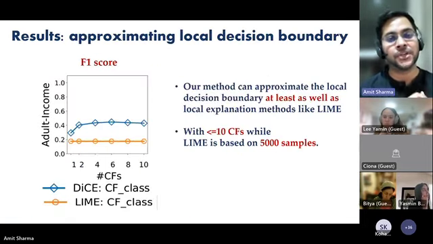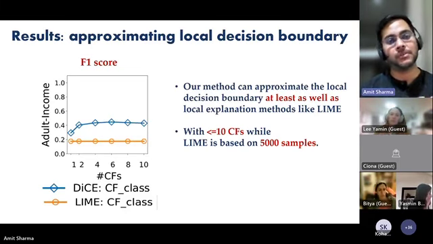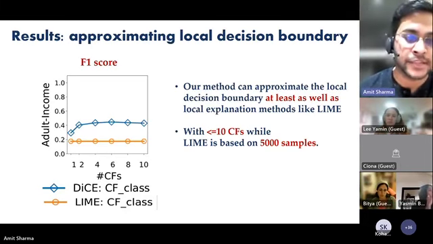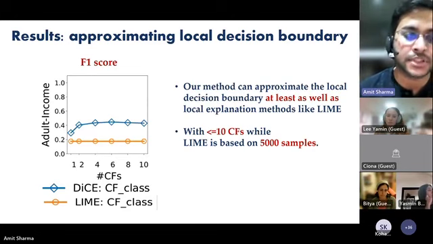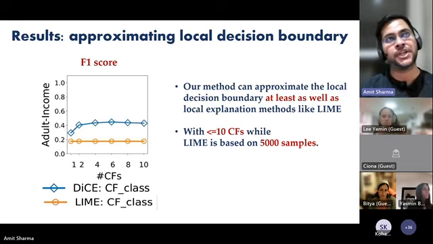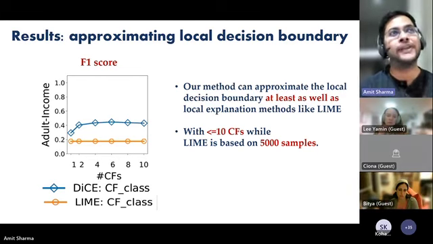But I think to me, what was more interesting was the result that if you simulate what a person would do by looking at these examples, then we found that by comparing DICE versus LIME, just with about 10 counterfactuals, people are able to understand and get a better accuracy on predicting what the model would do. So I want to clarify here, we didn't actually do a behavioral study. We kind of simulated this.